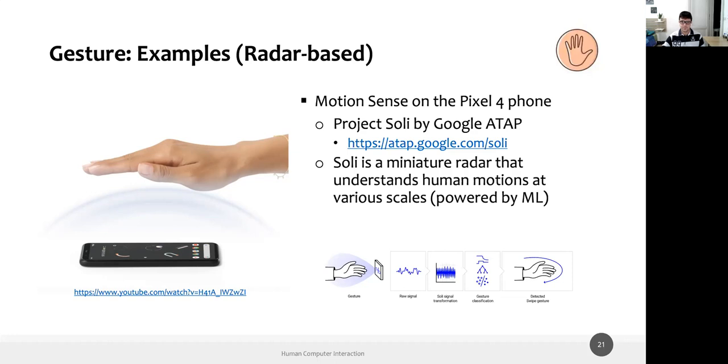Soli and Motion Sense in the Pixel 4 essentially work in this way. They obtain a raw signal, then transform the signal, perform some classification in the machine learning sense, recognize the detected gesture, and act consequently. So they chose to implement this in the Pixel 4. Then it didn't become popular for whatever reason.